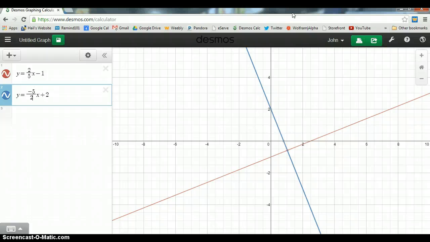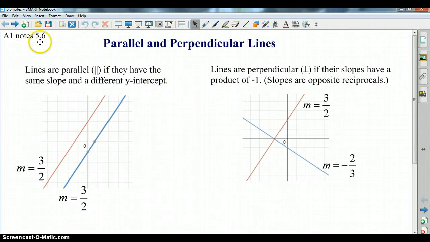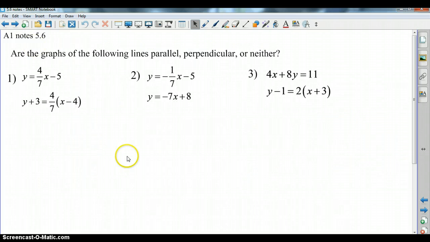Kind of a cool little program. I use it quite a lot actually. So something you might want to consider when you need a graphing calculator if yours is not available, or if you just want to play around with different slopes. Today would be a good day to try that.